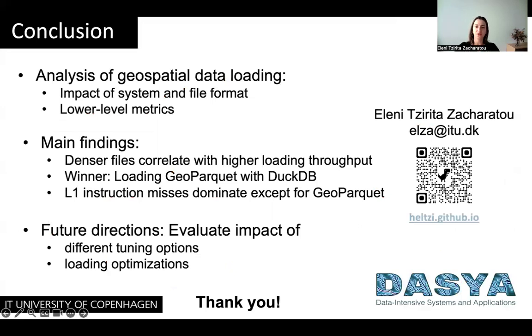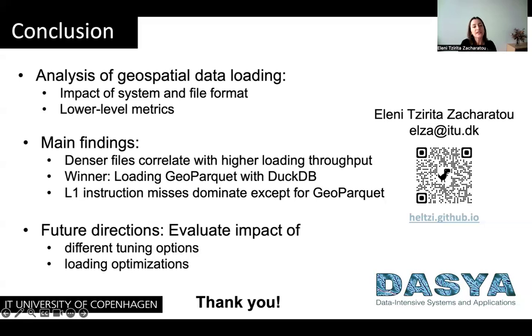All right, this brings me to the end of the talk, and let me take a minute to conclude. In this paper, we analyze spatial data loading, examining how both the system and file format impact loading performance. We also collected some lower-level metrics to understand what's happening inside the processor during loading. Our main findings are that columnar file formats like GeoParquet correlate with higher loading throughput. The overall winner in our experiments was loading GeoParquet with DuckDB. And finally, we found that in the L1 cache, there are more instruction than data misses for all formats except for GeoParquet. Looking ahead, some future work directions include evaluating the impact of different tuning options and loading optimizations.